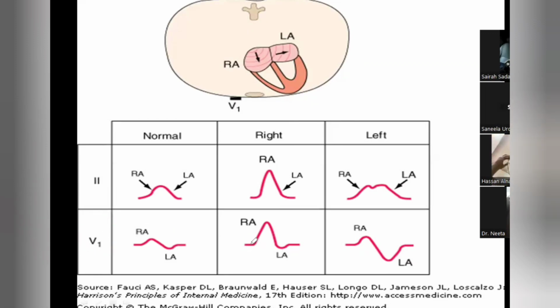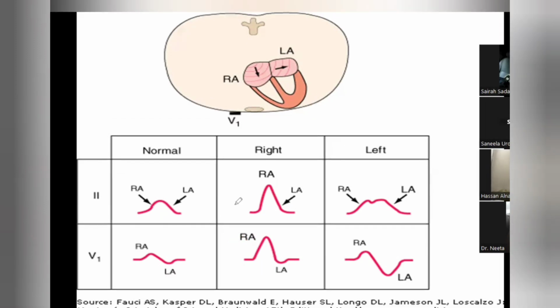Now in lead V1, the first half of the P wave will be more prominent than the second half, which shows right atrial enlargement. When you find this type of P wave in lead 2, that is P mitral, the wider one, more than 2.5 mm, you have to confirm it in lead V1. Here the other side of the notch will be deeper. Got it? This side will be deeper and this side will be shorter. So it indicates that the left atrium is enlarged or dilated.